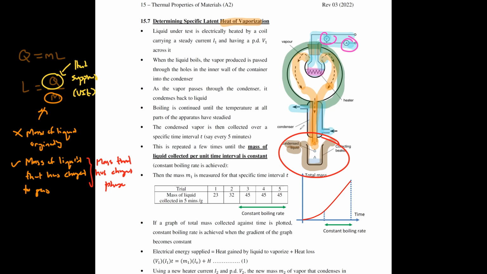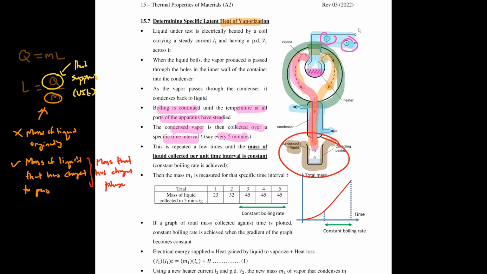Okay, but you cannot use this mass directly in the first place. What we will say is that you actually have to wait a while before you can actually use the value of mass. Okay, so in the first place, when you started this experiment, your liquid will boil. It changes from liquid to gas. It starts condensing. So you continue your boiling until the temperature of all parts of the apparatus have steadied. Okay, and during that time, you keep collecting the condensed liquid over a specific time interval of t, say maybe every 5 minutes.